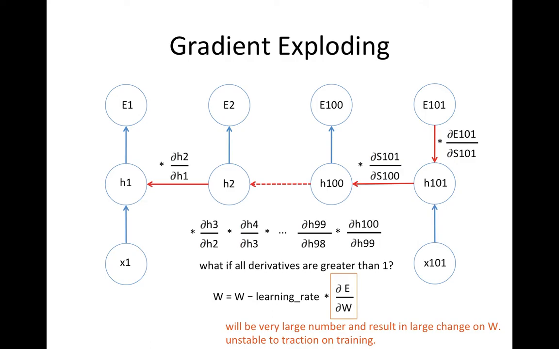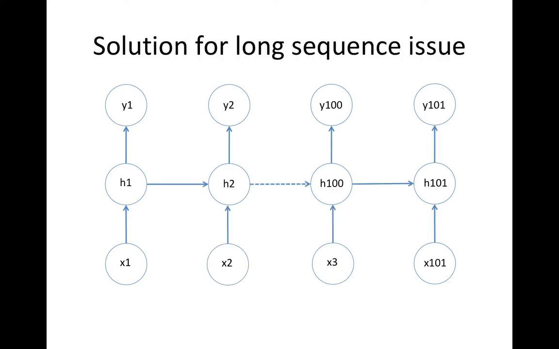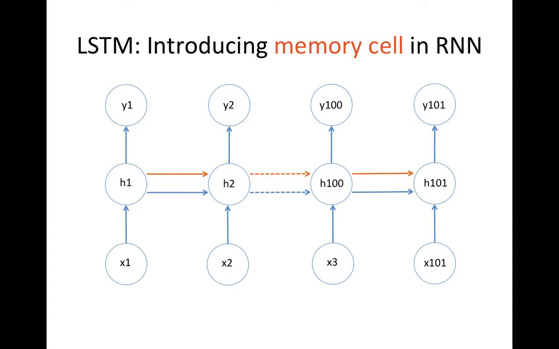In contrast, if all the derivatives are greater than 1, let's say the gradient is 1.5 and you are multiplying this 100 times, that means your new weight value will be much different from the old weight value. That means the training is unstable. We call it gradient exploding. So the solution for this long sequence issue in the vanilla RNN is the LSTM.